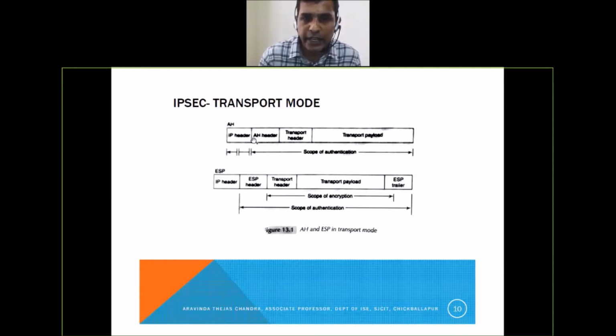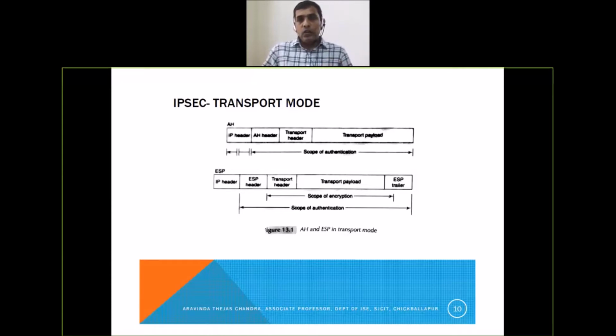Between the IP header and transport header, the AH header is placed. Naturally, after the transport header, there is the transport payload. What does AH provide? AH provides authentication. For what part? This is the scope of authentication: the payload, the transport header and the AH header. That means the AH header, transport header and transport payload are authenticated.